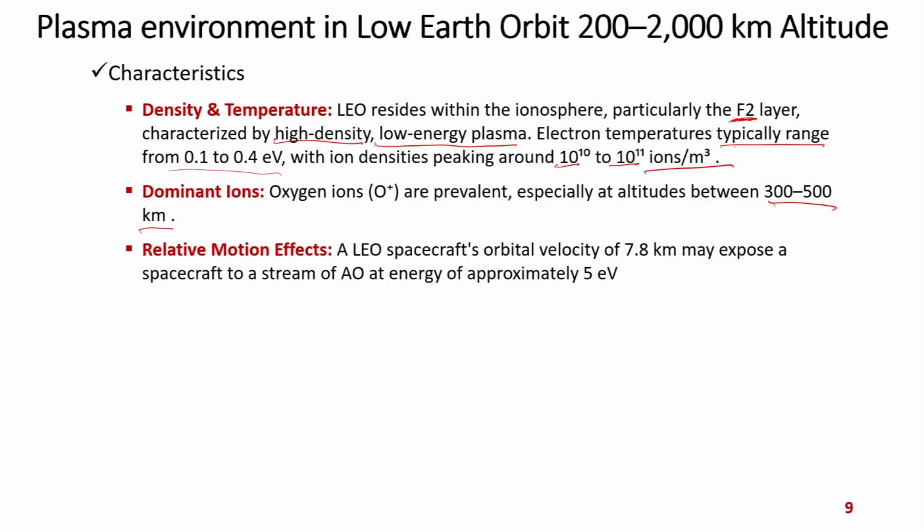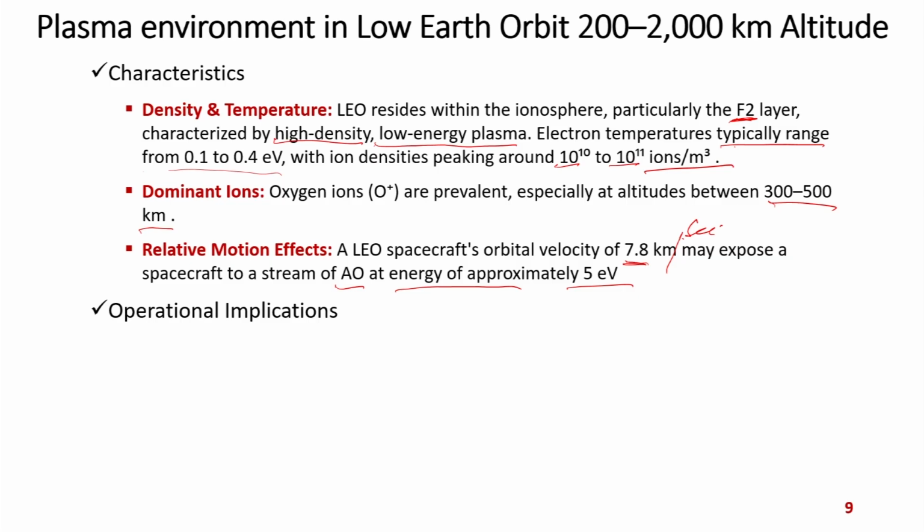Then the relative motion effects. A low Earth orbit spacecraft has an average velocity of 7.8 kilometers per second. It may expose the spacecraft to a stream of atomic oxygen at energy approximately 5 electron volt. This is also sufficient for causing drag on the spacecraft.